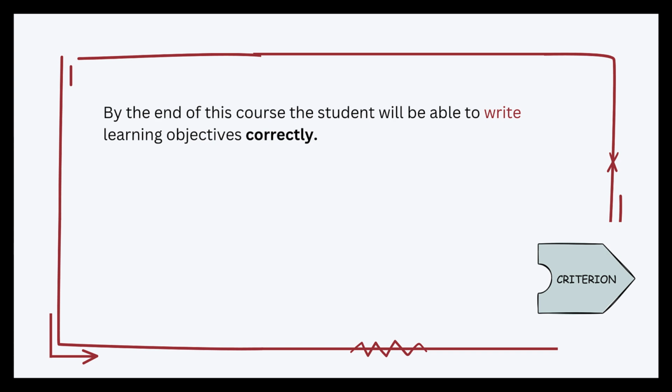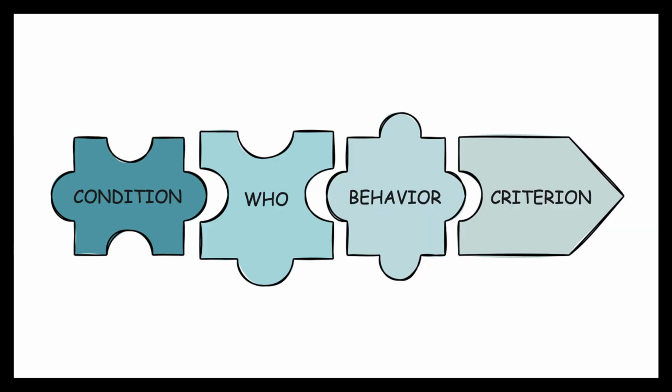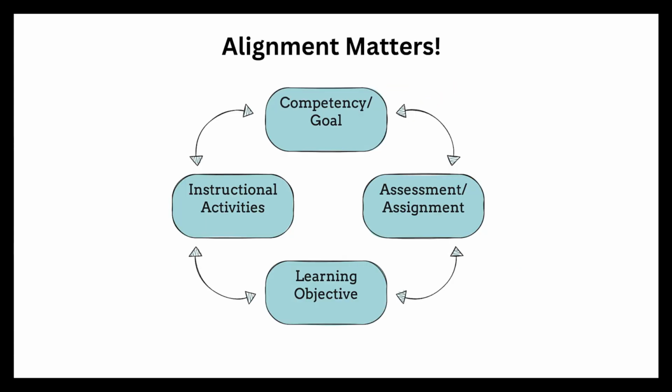Now we're at the end of our objective. This is where we add the criterion. For our first example, I have selected correctly. So by the end of the course, the student will be able to write learning objectives correctly. And after the completion of this training, the participant will be able to interpret statistical data in 1 hour or less. Remember, learning objectives should start with the condition, then add the who, next comes the behavior, and then ends with the criterion every time you write a learning objective. They should also only contain one behavior. And last but not least, alignment matters.